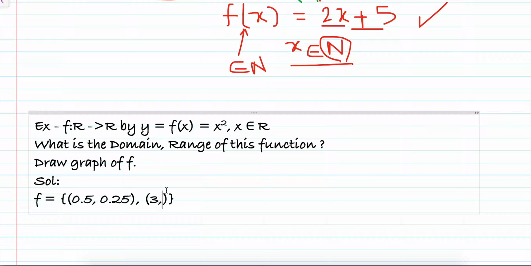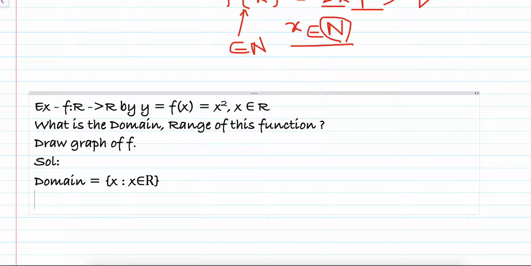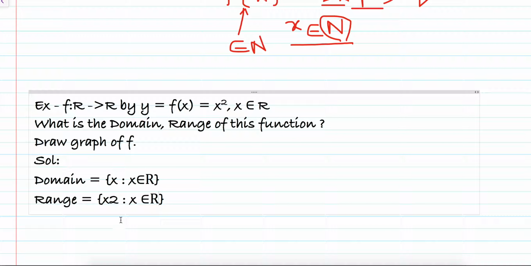If we take 3, then it will be 9. So for any real number we can find its square. So the entire set of real numbers will form the domain. So the domain will be {x such that x belongs to R}, and the range is equal to all the x square such that x belongs to R.